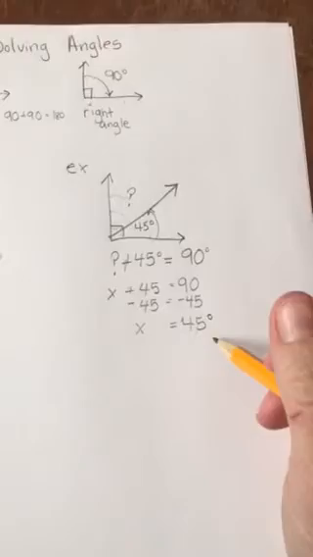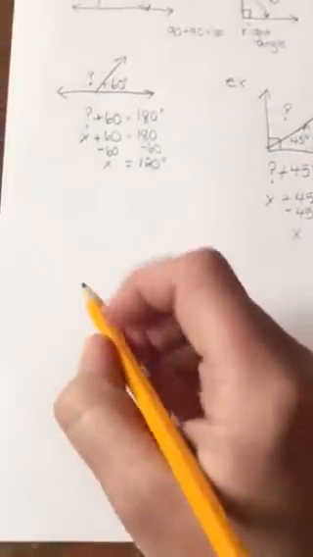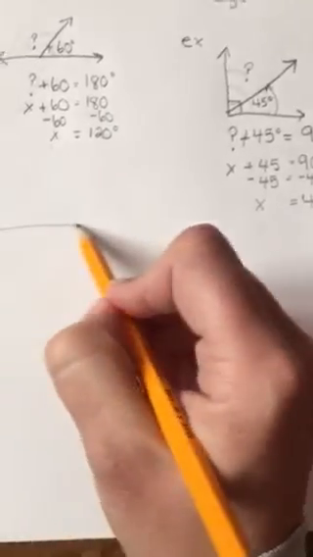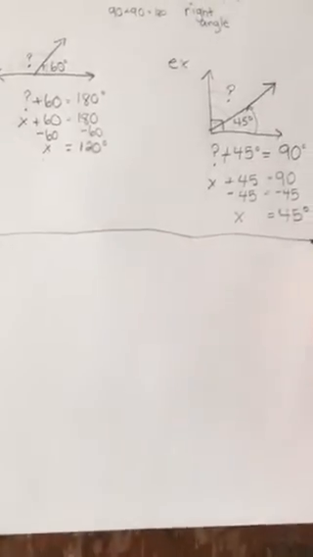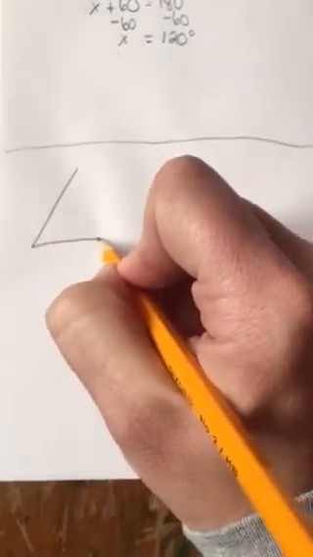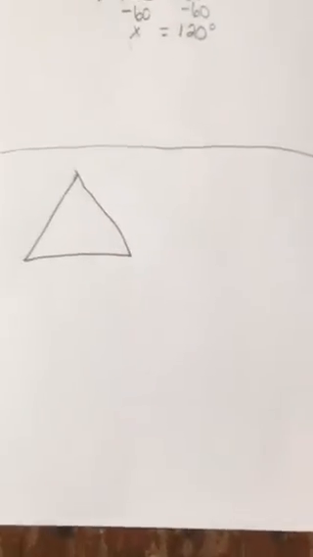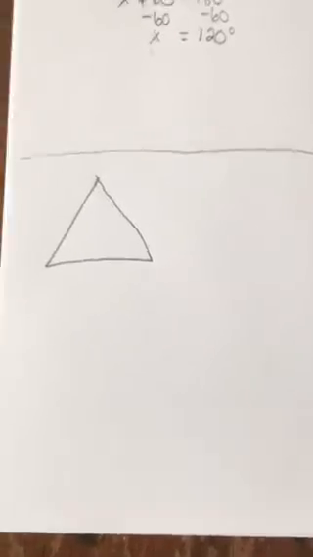So that's correct. Okay. One more thing I'm going to show you is we talked about a straight line and a right angle, but now I want to talk about a triangle. I'm just going to give you one little thing about triangles, because it kind of goes along with the lesson.